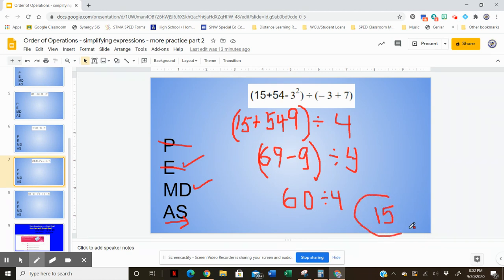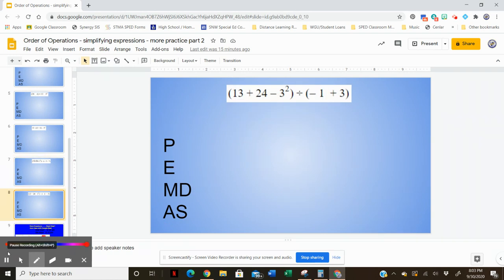So take your time, follow the steps, and it all works out. There's no rush. You guys have a short assignment. We're going to try one last problem before I send you guys off. All right, so here's our last practice problem of the day. We've got a bunch of numbers in parentheses. So we're going to start and see if we can get that solved.